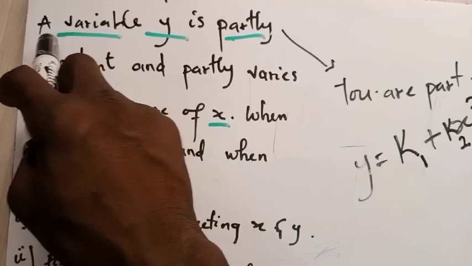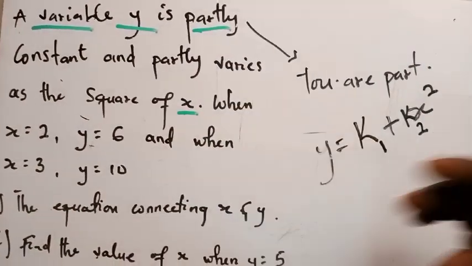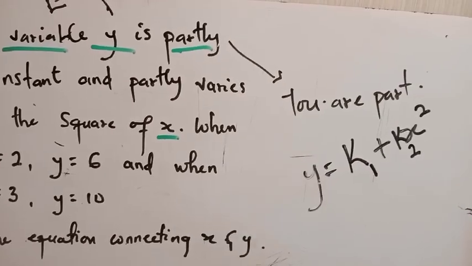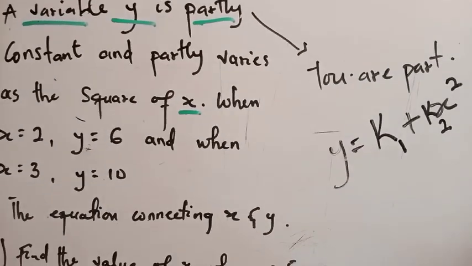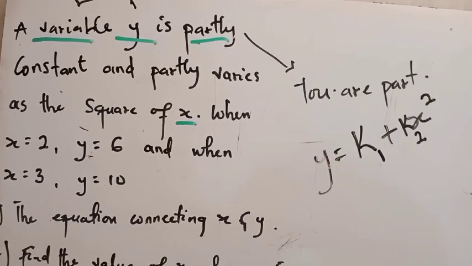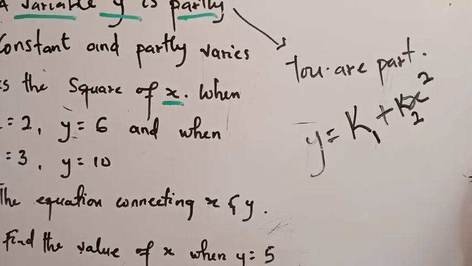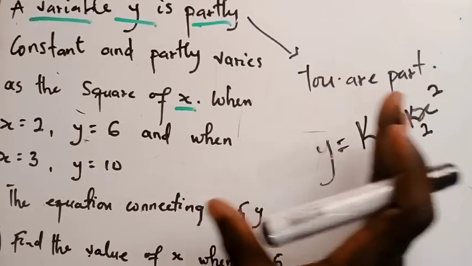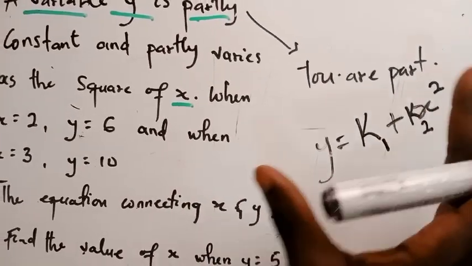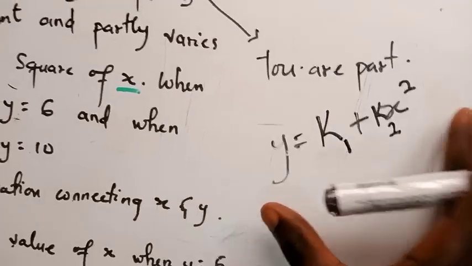So let's take it from here. A variable y is partly constant. Now, this requires a certain level of understanding of direct and indirect variation, right? So if you don't understand that, maybe a full video will be down in the description here, so you may consider checking that. But the whole idea in this video, we will explain that for you for a better understanding. This is how the equation is going to be, but how did you arrive at this point, right?